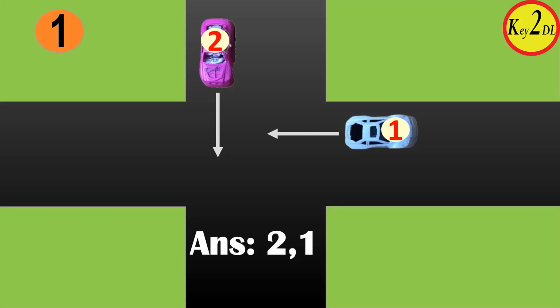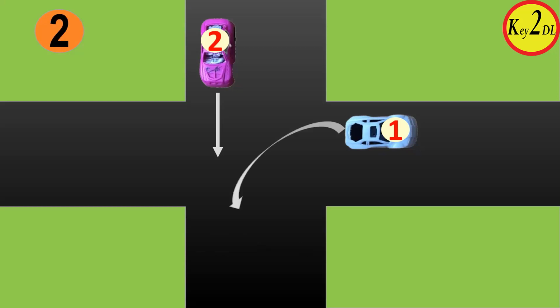For car number 2, is car 1 on its right hand side? No, it's on its left side, because we are sitting on the right side of the wheel. So the answer is the driving order is 2 and 1. Let's see the next question.